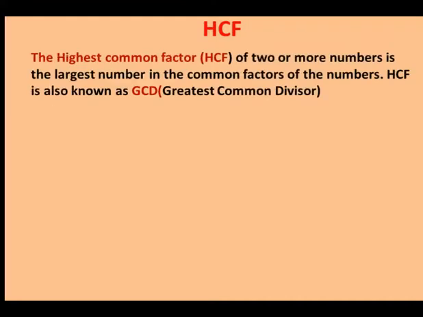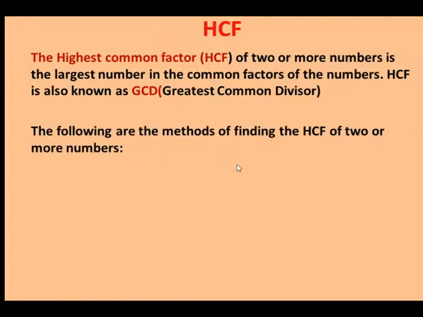So first we have the highest common factor. The HCF of two or more numbers is the largest number among the common factors of the numbers. HCF is also known as GCD, greatest common divisor. Following are some of the methods of finding the HCF of two or more numbers.